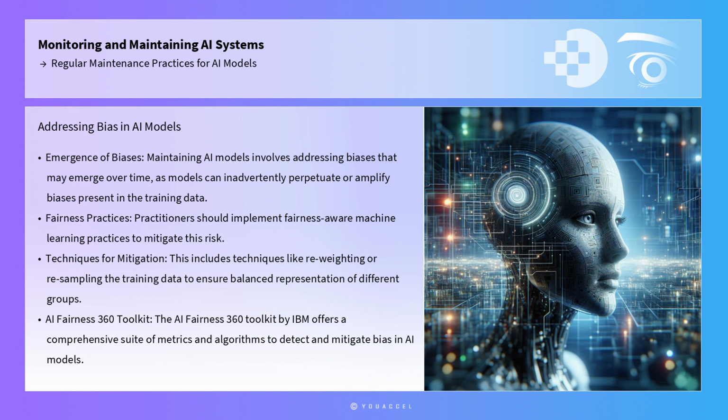Maintaining AI models also involves addressing biases that may emerge over time. AI models can inadvertently perpetuate or even amplify biases present in the training data. To mitigate this risk, practitioners should implement fairness-aware machine learning practices. This includes techniques like reweighting or resampling the training data to ensure balanced representation of different groups. The AI Fairness 360 Toolkit by IBM is a valuable resource, offering a comprehensive suite of metrics and algorithms to detect and mitigate bias in AI models.